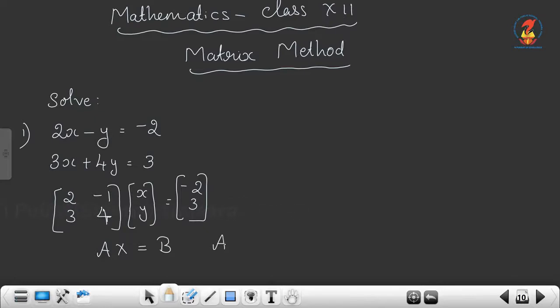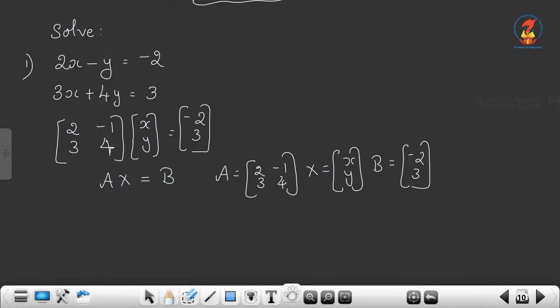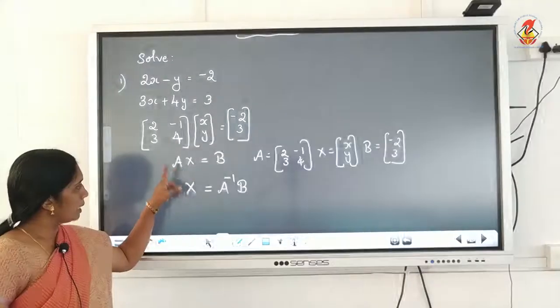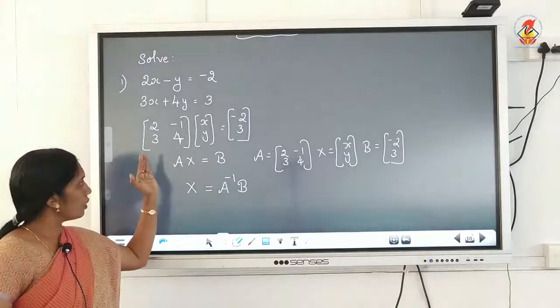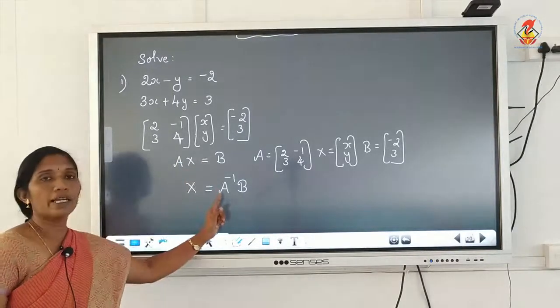Okay. The next step, we write this as A into X is equal to B, where A is the 2 by 2 matrix, X is the column matrix, and B is the column matrix minus 2, 3. Now the unknown part is X, so we have to find X. How do we find X? That is A inverse into B. The proof is we pre-multiply by A inverse on both sides. So A inverse into A becomes I, I into X becomes X, and here A inverse into B.